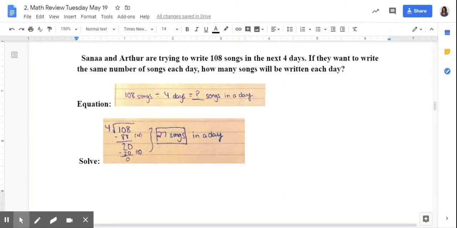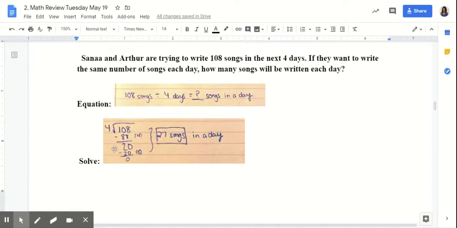So I know that 108 songs is my total, which is my dividend. The 4 days is my divisor because it's how many days that needs to be split up into. And then my quotient is going to be equaling the number of songs in a day. All right. So this is why this is my equation. It is not the opposite way around.